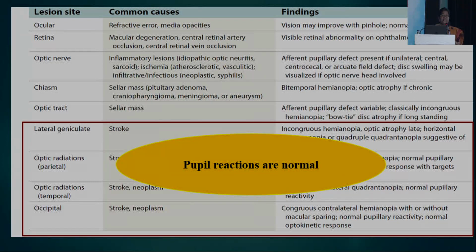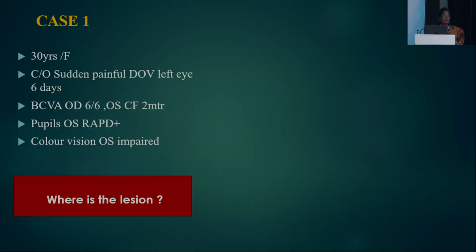Again, any LGB beyond lesions, your pupillary reactions will be normal. So don't get carried away with that. So let me go case-based. This is a 30-year-old female with complaints of sudden painful drop in vision over a week's duration. She had a grossly normal right eye, and the left eye had 2-meter vision with a relative afferent defect.